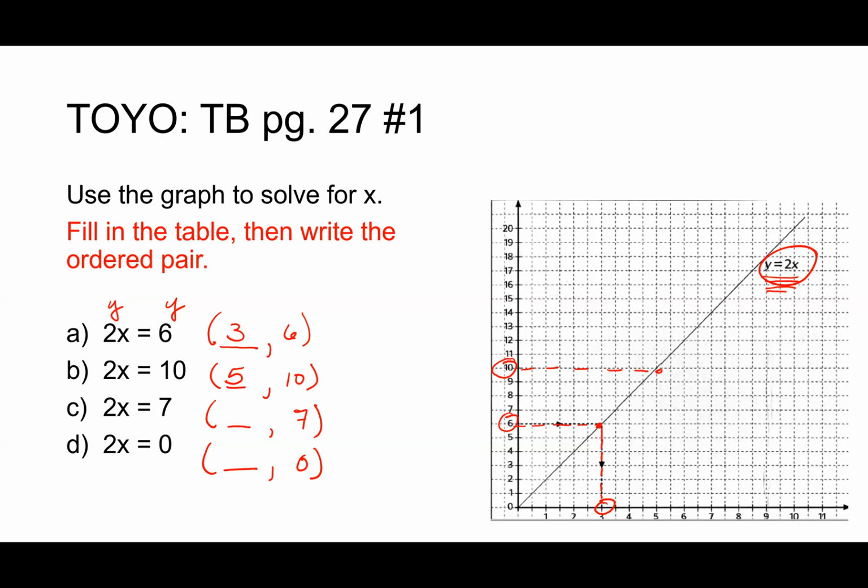What does x equal when 2x equals 7? Olive, 3.5. Great job. Did you solve that in your brain or did you use the graph? Okay, good job. How about when 2x equals 0? Yeah, when y equals 0, so y is right here. I heard it. Yeah, it's going to equal 0. Good.